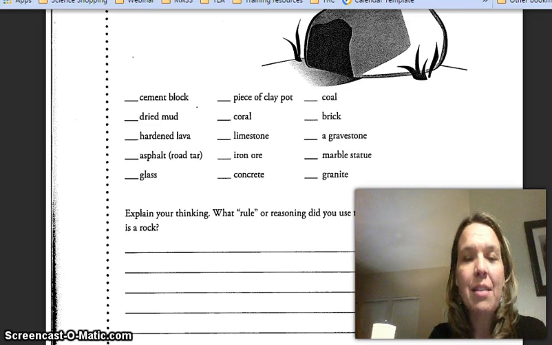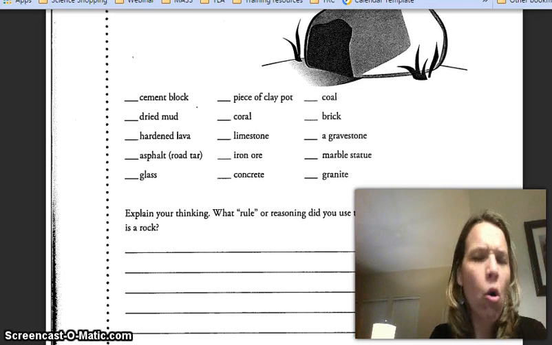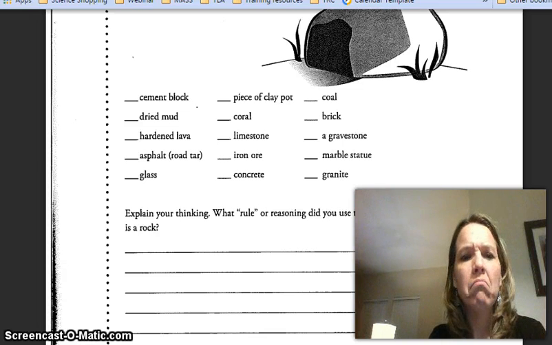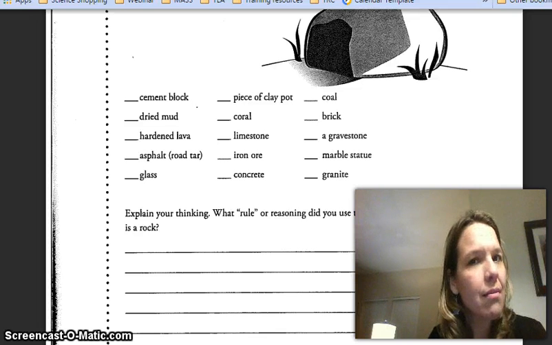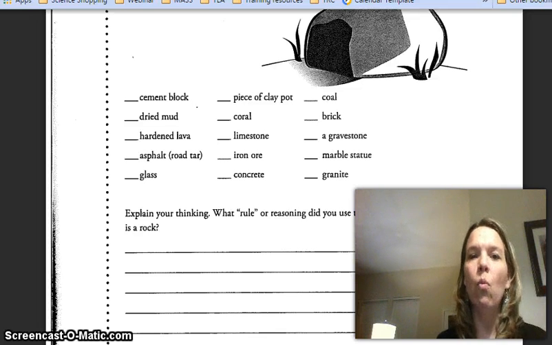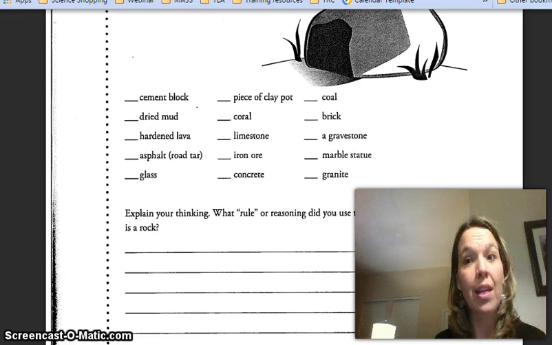Some things that kids might question. Why isn't coral a rock? Why wouldn't concrete be considered a rock? They're both hard, right? Well, let's take a look at what we have when it comes to explaining this probe with kids.